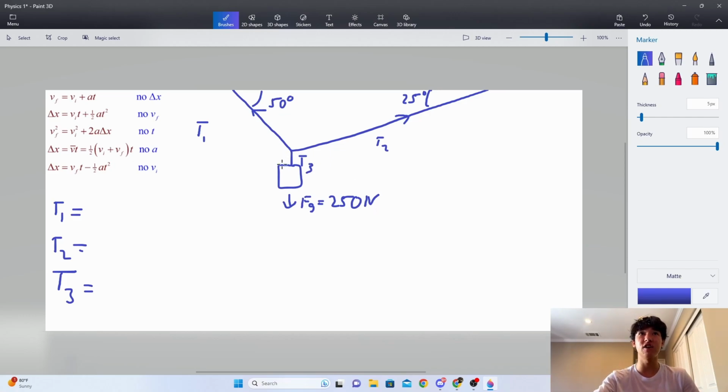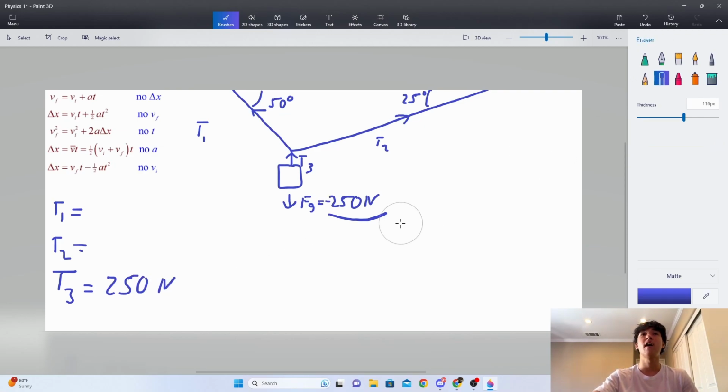Well, this tension here, tension 3, is going up, and it's opposing this downward force. So the upward force to oppose its falling, since the block is stationary here, is literally just the exact same number, except it's a positive value. This weight should technically be negative for directionality purposes, and this tension is going up, opposing the exact same amount of force, so it's just positive 250 newtons.